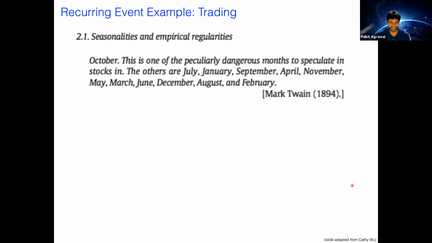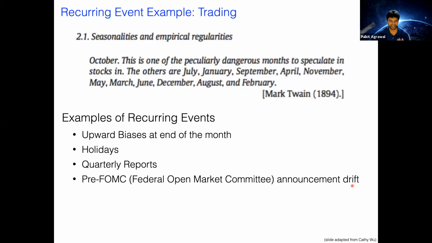So if you look at trading, there are some recurring events. For example, there's an upward bias at the end of the month. There's a bias when holidays are there. There's a bias when quarterly reports are going to be released. There's a bias when some particular market committee meetings end up happening and they make some announcements. And the question is, how do we address this problem with recurring events?